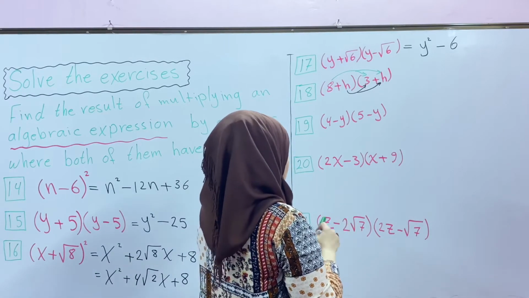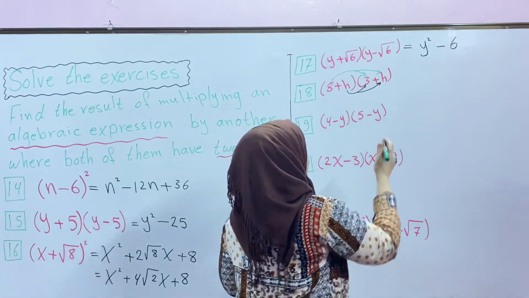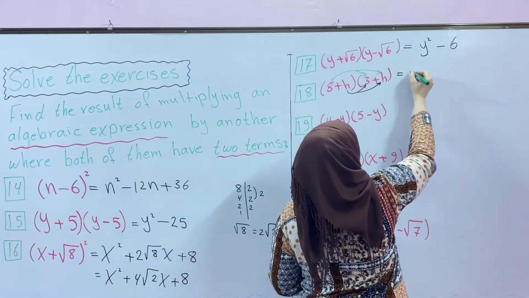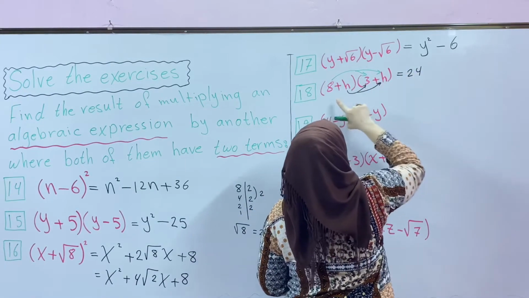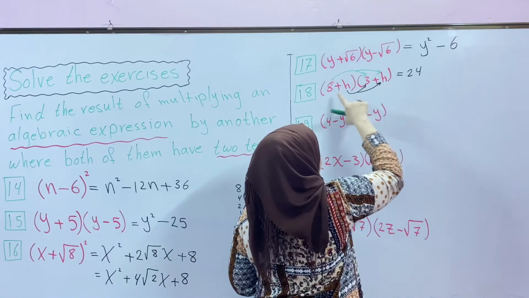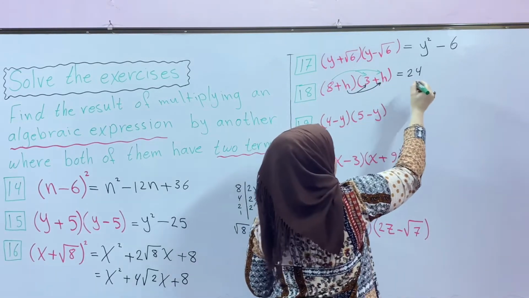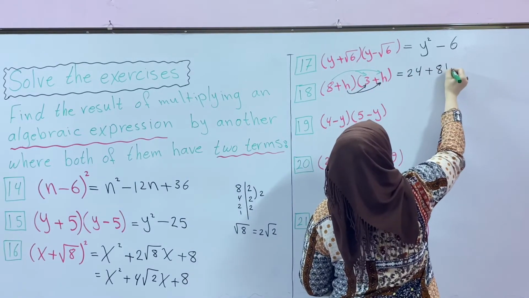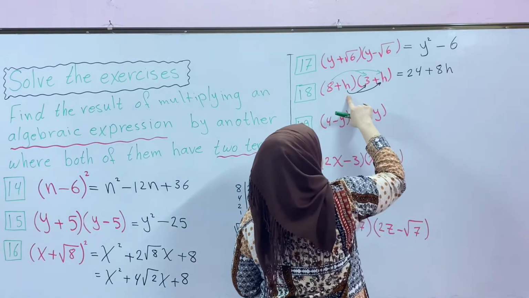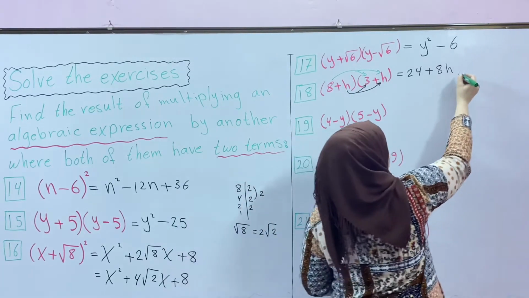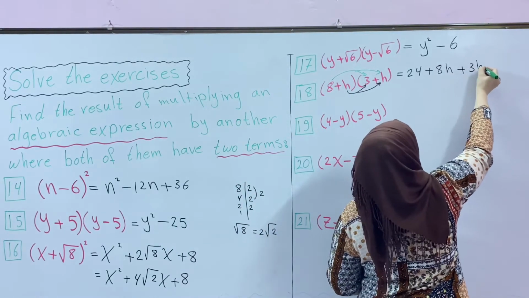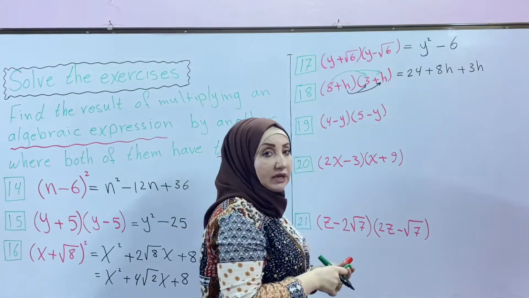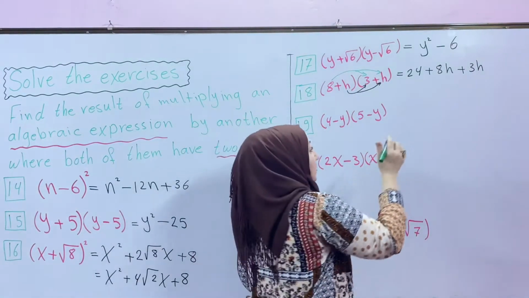So we will get 8 multiplied by 3, it will be 24. 8 multiplied by h, which is positive multiplied by positive, it will be positive 8h. And now positive h multiplied by 3, it will be positive 3h. Positive h multiplied by positive h is h squared.